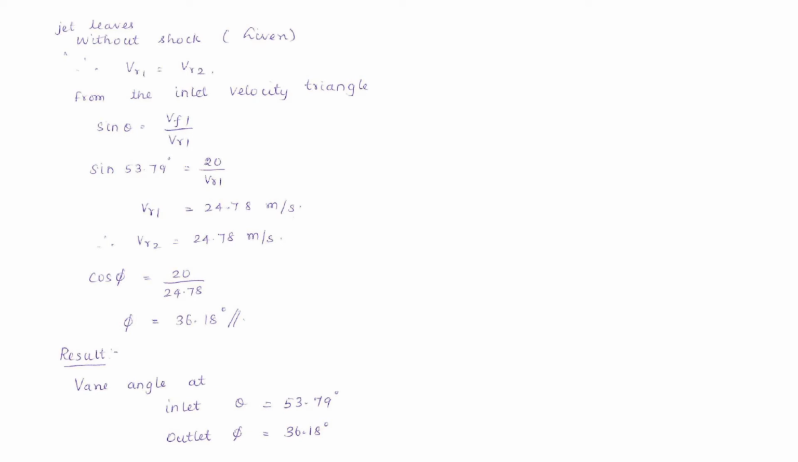So cos phi, you have written by using the outlet velocity triangle. So cos phi is equal to u divided by Vr2, that is u2 divided by Vr2. So 20 divided by 24.78, you will get what is phi value. The final step is you have to write down the result. Result is vane angle at inlet theta is equal to 53.79 degree and at outlet, that is phi, is equal to 36.18 degree. Clear?